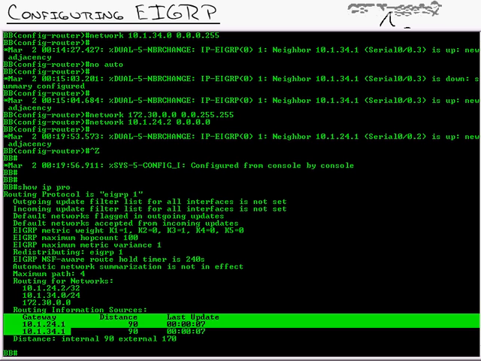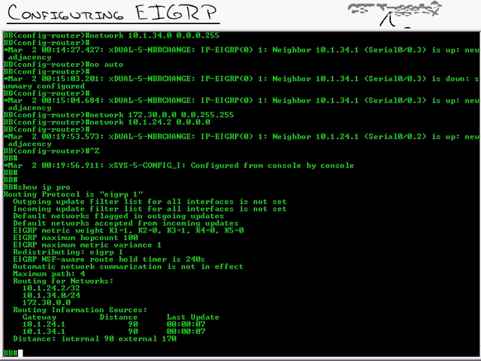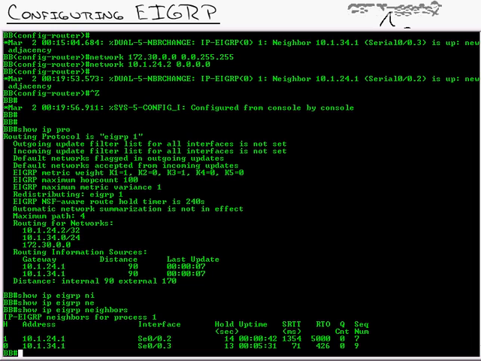It also mentions right here the routing information sources. These are the neighbors I've formed, but that is not my preferred way of finding my neighbors. I like typing in show IP EIGRP neighbors. Guys, if you're troubleshooting, that right there is your number one verification command. Show IP EIGRP neighbors will show you the neighbors that you formed.